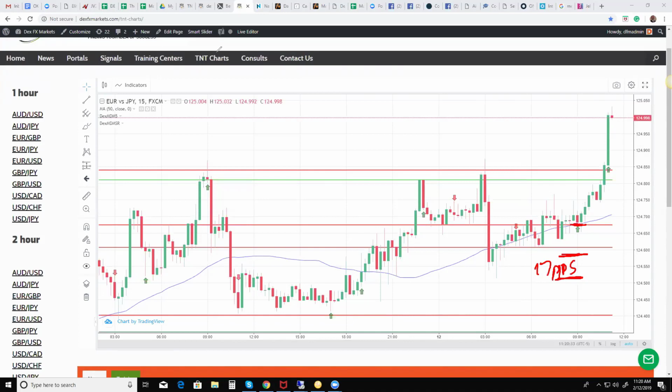But then how many pips did it go from here? If I came up 17 pips, we got in at 124.67. There's 84 right there. Right? So this would have been the first take profit on a 1-to-1. And then we could have moved up to here.